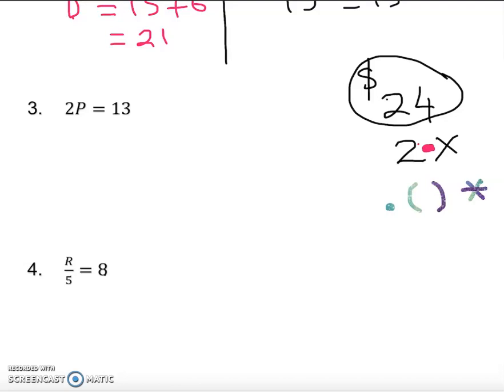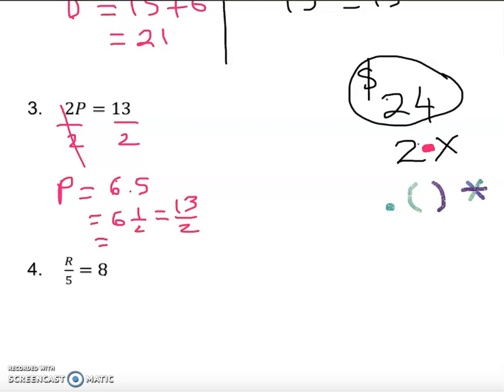So now we know we're going to divide by 2. We divide by 2, so phi is equal to 6.5, or you can say 6 and 1/2, or you can say 13 over 2.